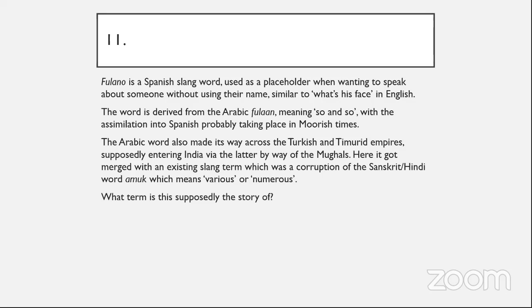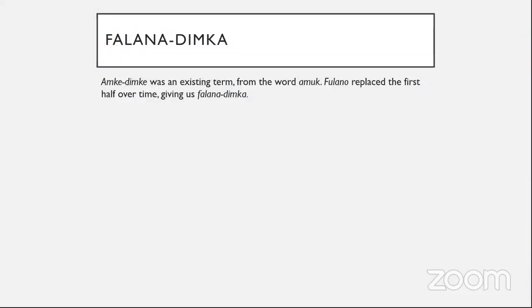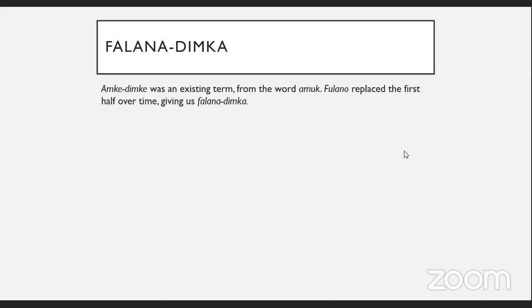The phrase falana dimkana. I'll give you the full points. I needed the full term, which is why I could not give Team 3 points just for falana. So this is falana dimkana or falana dimka. The existing term in India, the phrase was amke dimke, which came from amuk, which also meant so-and-so. So fulano kind of replaced amke in that phrase, and over time that changed to falana dimka or falana dimkana. So 10 points to Team 1 for getting that.